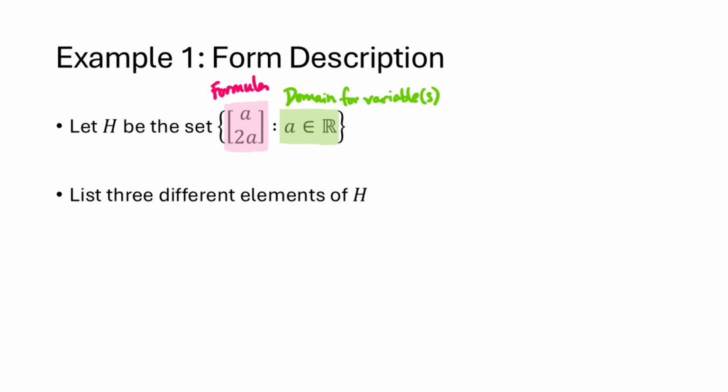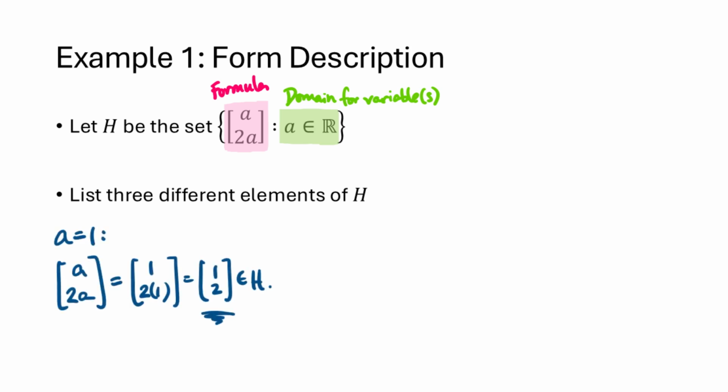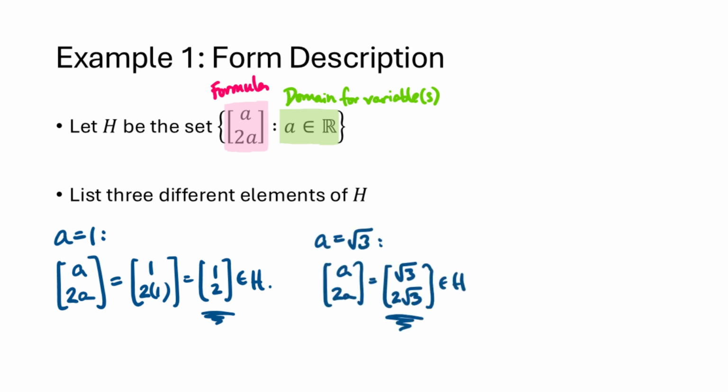All we have to do for a form description is generate values of the variables that are in the domain that's described. So in this case, we just have to pick a real number. I've chosen a equals 1 here for our first example, and plug that number into our formula. When we do that, we get the vector 1, 2, which is in the set H. We can pick any real number, it doesn't have to be a whole number. So if I pick, for example, a equals the square root of 3, I get the vector radical 3, 2 radical 3, which is another example of an element of H. I can also choose a equals 0, which shows me that the zero vector 0, 0 is in this set H.